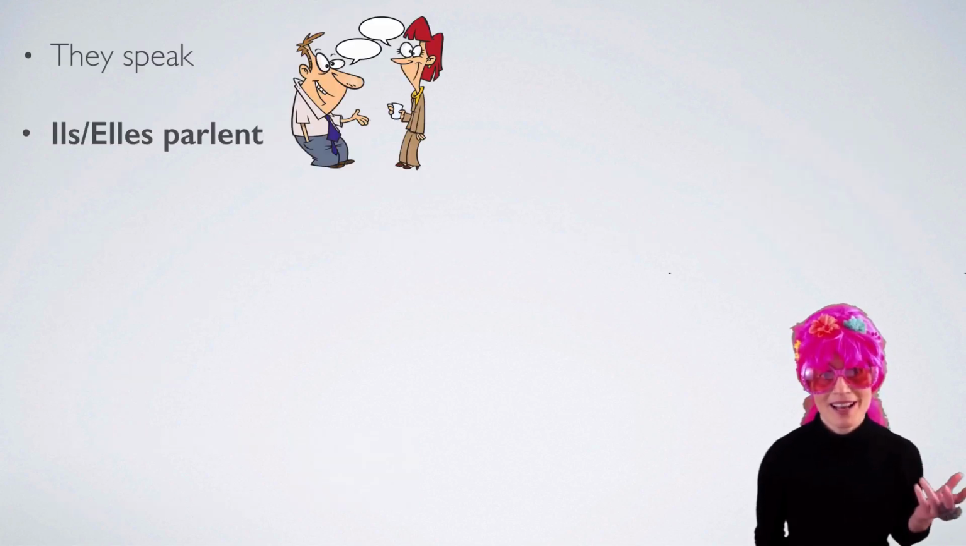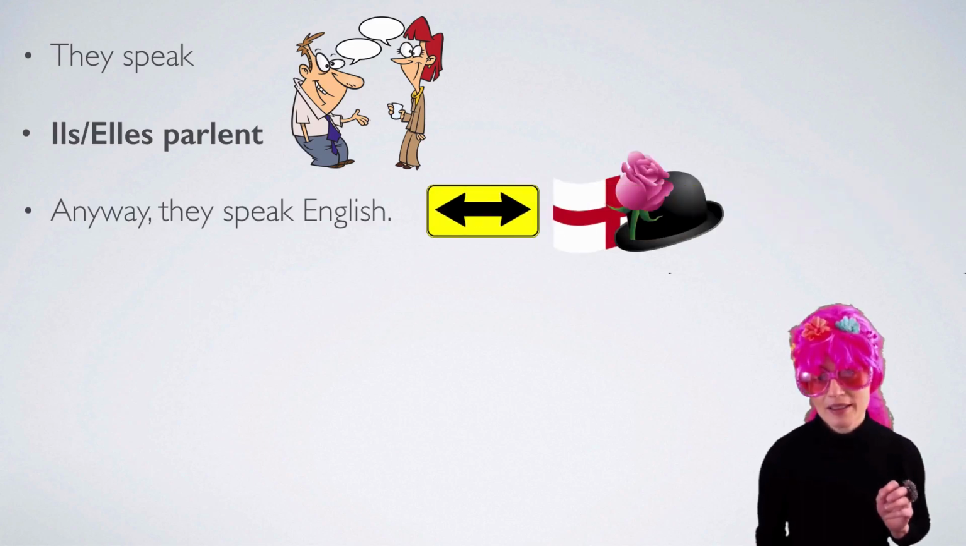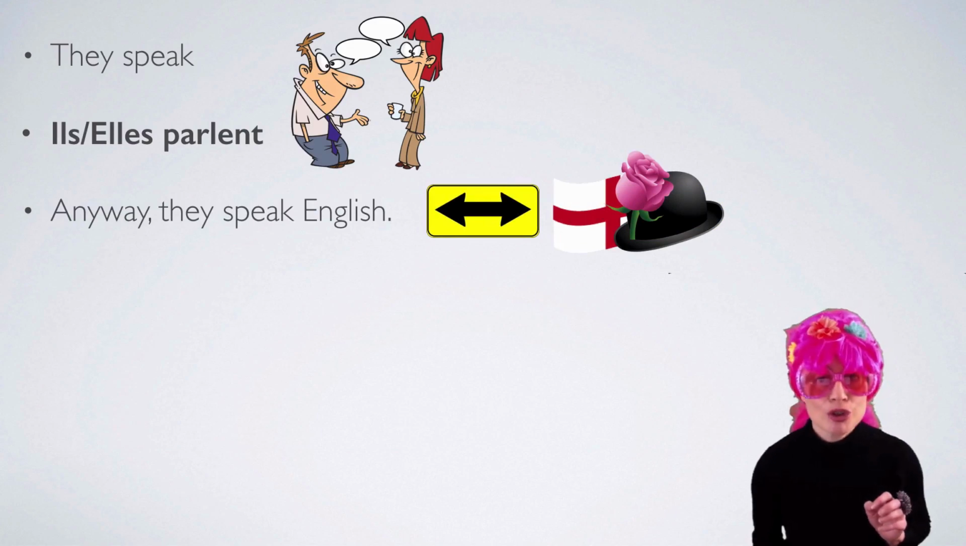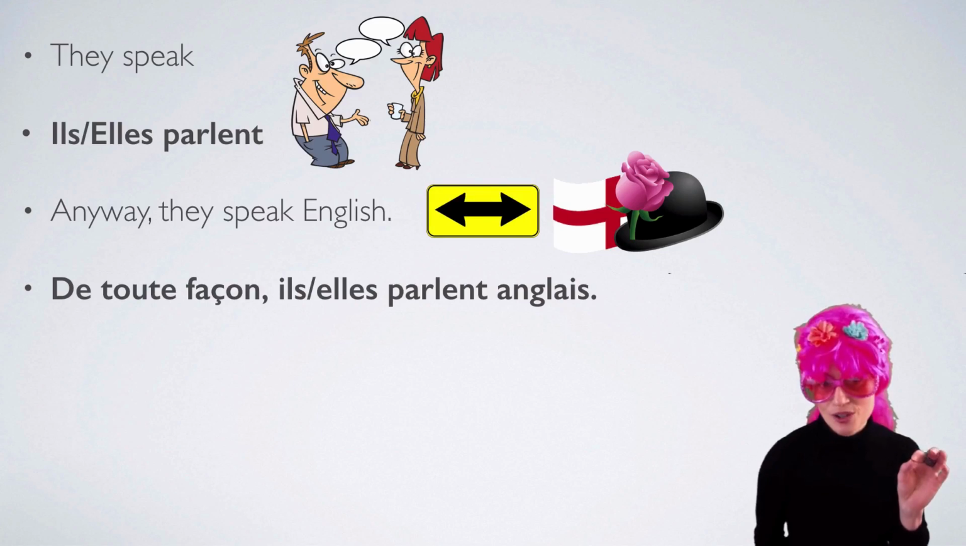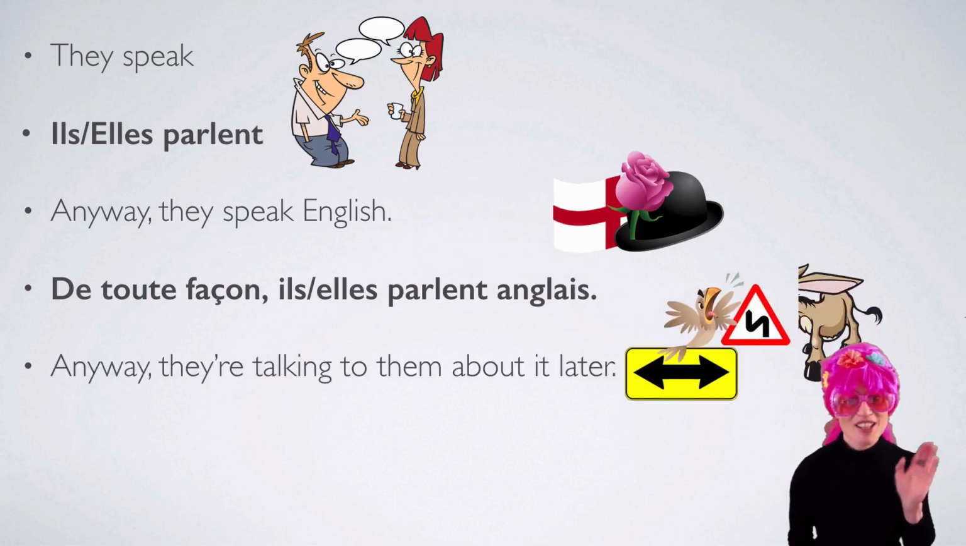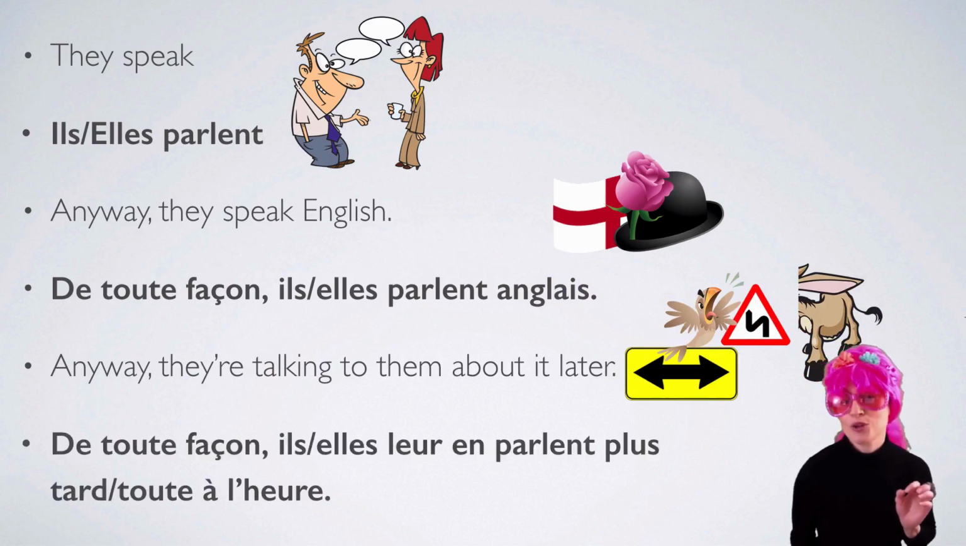They speak. Il, elle parle. Silent ENT. Anyway, they speak English. We say anyway, they say de toute façon. Always. De toute façon, il, elle parle anglais. Anyway, they're talking to them about it later. De toute façon, il ou elle, leur, to them, indirect object pronoun, leur en parle plus tard or tout à l'heure.